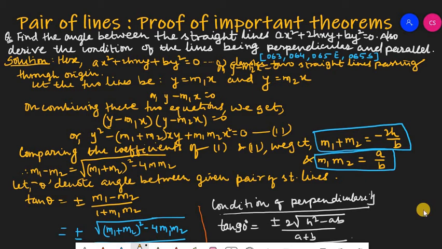In this video, you will see the other theorems and proofs under the chapter Pair of Straight Lines. In my previous video, you have seen the theorem: find the angle between the straight lines ax square plus 2hxy plus by square equals to 0. And also we have deduced the condition of perpendicularity and parallel. You can see that video by clicking the I button above.